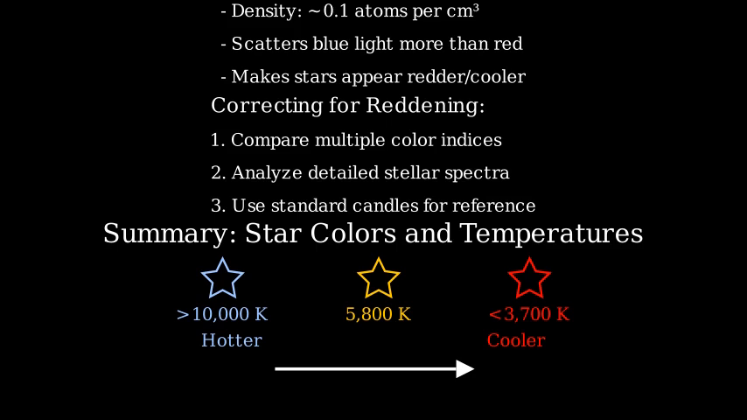Next time you look at the night sky, remember that the beautiful colors of the stars are actually telling you about their temperatures. The blue stars are the hottest, yellow stars like our sun are medium, and the red stars are the coolest.